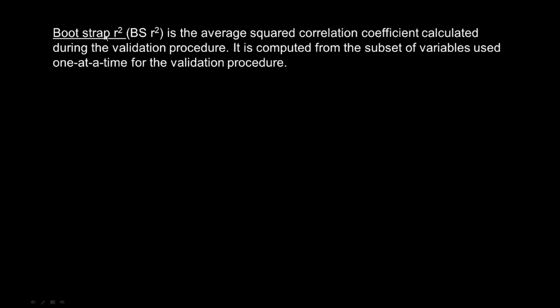Now, there is something called bootstrap R square. This is the average of squared correlation coefficients calculated during the validation process. It is computed from the subset of variables used one at a time for the validation process. So I can leave 1 point at a time and do the validation. Suppose I have 7 points, I may take 2 points as a test set, the remaining 5 points, and develop an R square model. Then I can remove some other 2 points and again develop an R square model. Like that I will get many R squares, so I take the average, and that is called bootstrap R square.